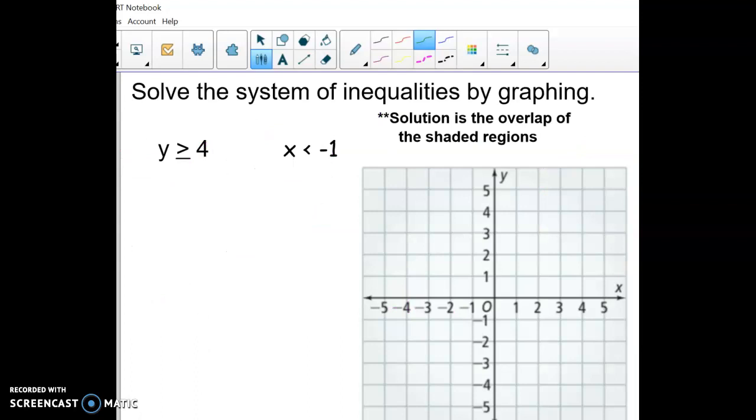Okay, second example for you. This one is special cases because it just has x and y, so they're either going to be vertical or horizontal lines. Give them a shot and then unpause the video. All right, here we go.